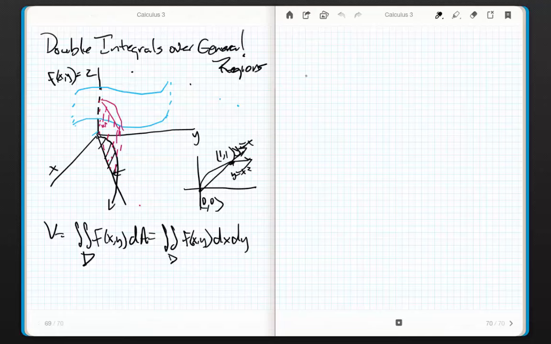Let's see, what do I want to do here? I want this to be interesting. I'm going to let f of x y equal x y plus 1. When we're living in the first quadrant of the xy plane, it should be relatively obvious that z is going to be positive.